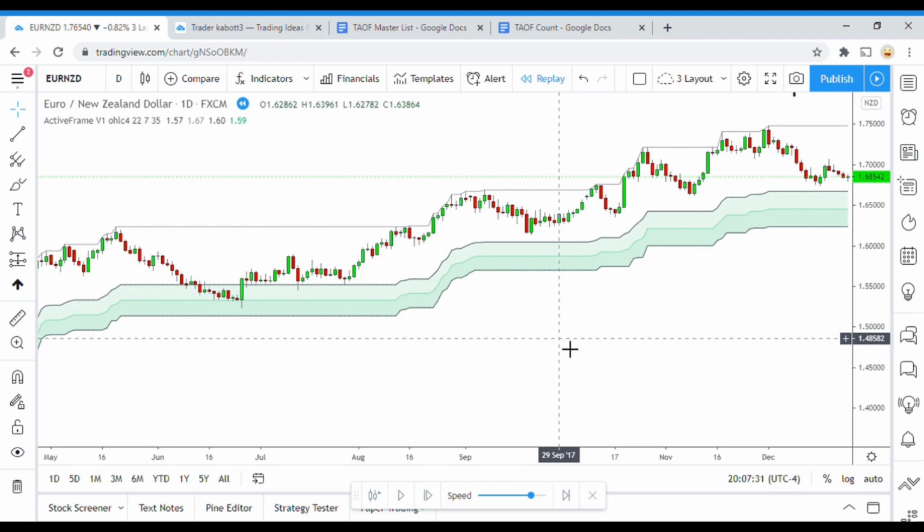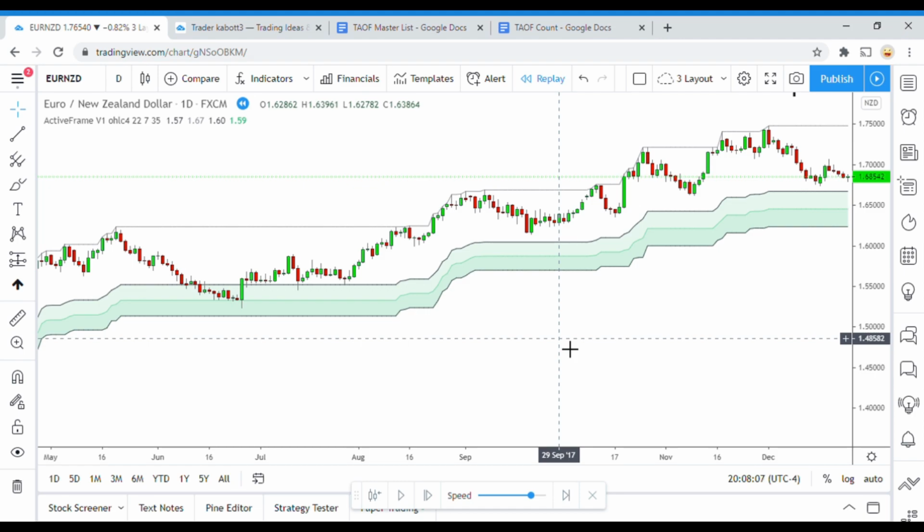This is a TradingView member created indicator, and so of course there will be a link to it down in the description below. More importantly, I don't know if it's more importantly, but the creator described this indicator as an indicator that will show you where potential reversal zones are happening, and will also show you entry points.